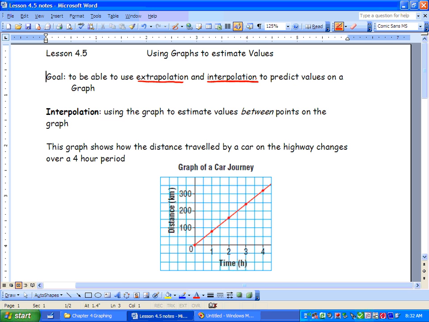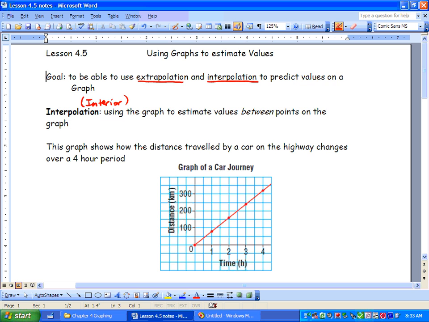Yeah, I know. So we're going to be able to use extrapolation and interpolation to predict values on a graph. Now, these terms are a little bit of vocab, and interpolation is using the graph to estimate values between points on a graph. And I try to remember this: interpolation is the interior. This is on the graph, all right? We just use the graph, all right?